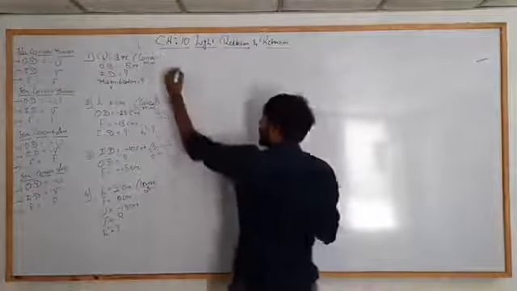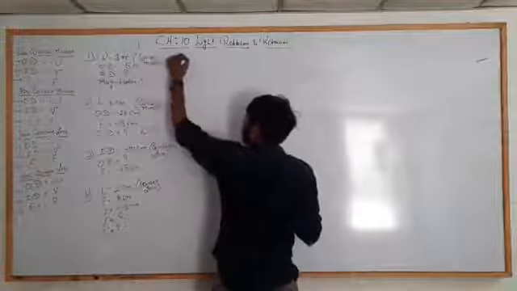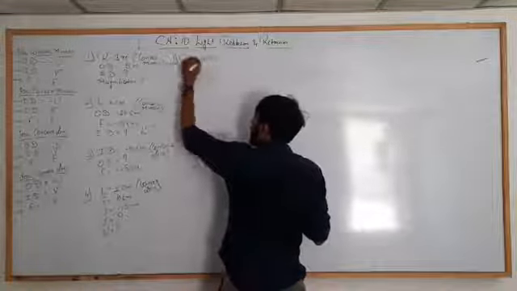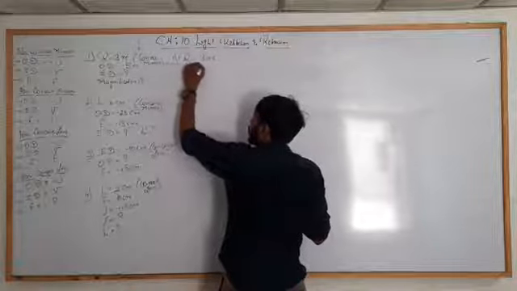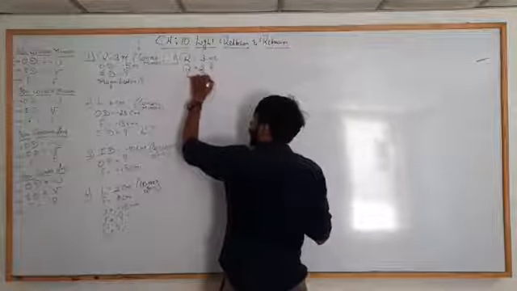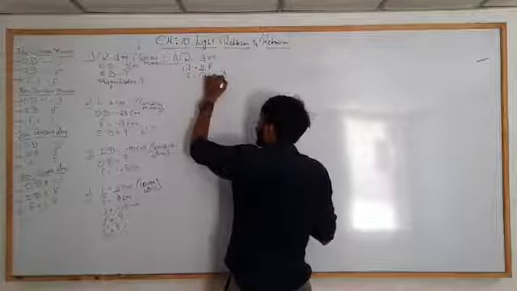So let us start with the first numerical. So if they have given us radius of curvature as 3 meters, we can write R is equal to 2F. Therefore, F is equal to R upon 2, and that is 3 upon 2.